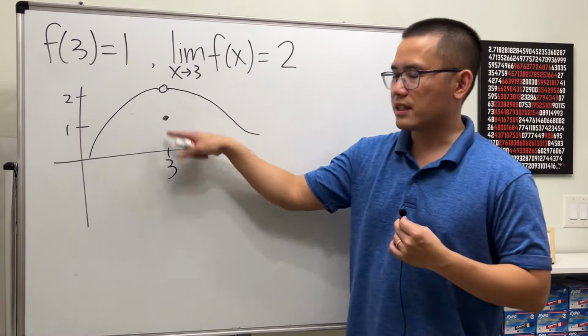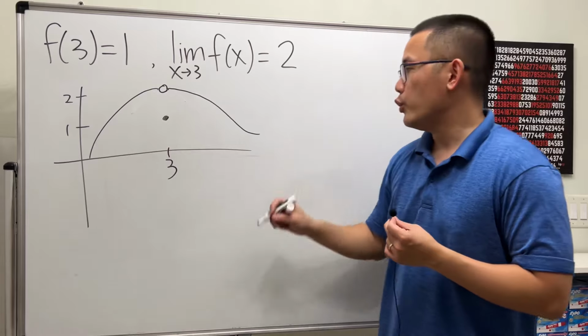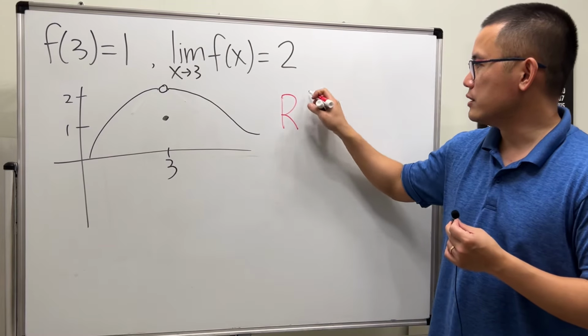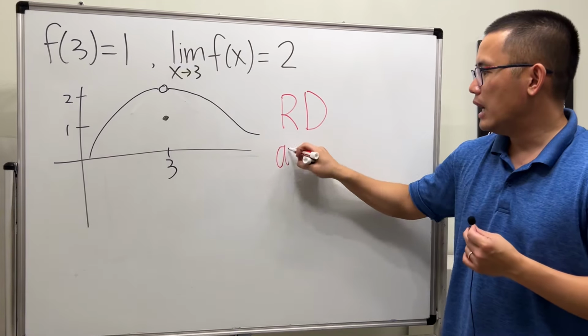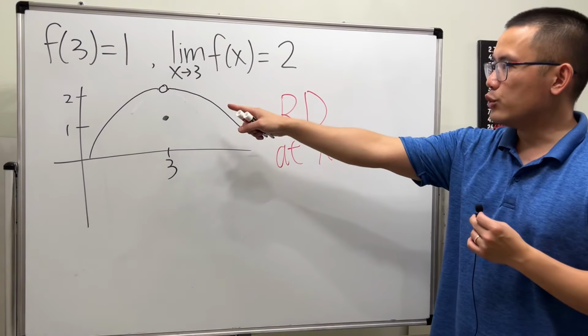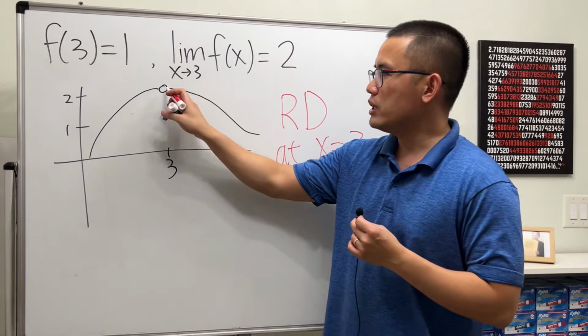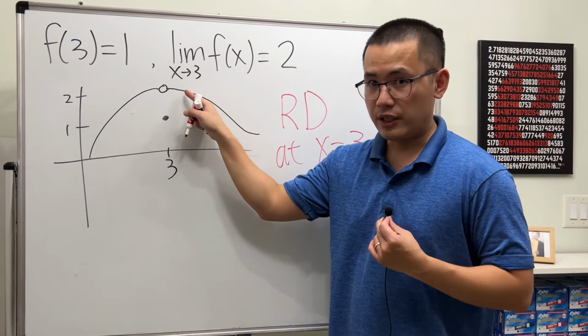All right, what kind of discontinuity do we have here? This right here, it's a removable, so it's just an RD, removable discontinuity at x equal to 3. This is removable because imagine if you fill in the circle, then you can fix it, it becomes continuous.